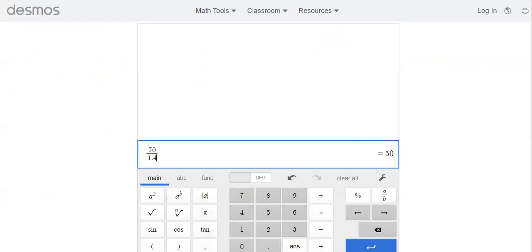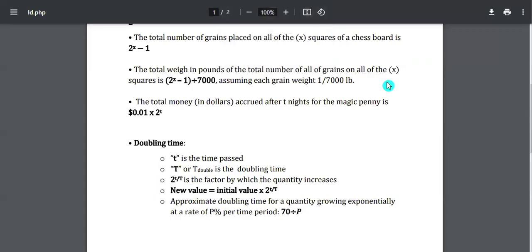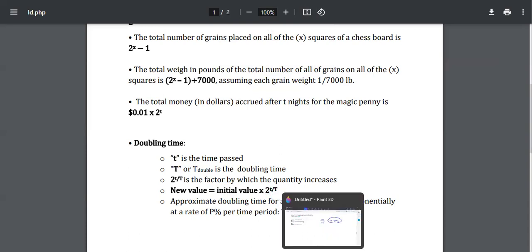Now we know what the approximate doubling time is. Now we have a formula here to find a new value based on an initial value. Our initial value is the 5 billion. We know that the big T in this exponent here is the doubling time. We just calculated that. It's 50 years. Little t is the time passed. That's the one thing they didn't explicitly say.